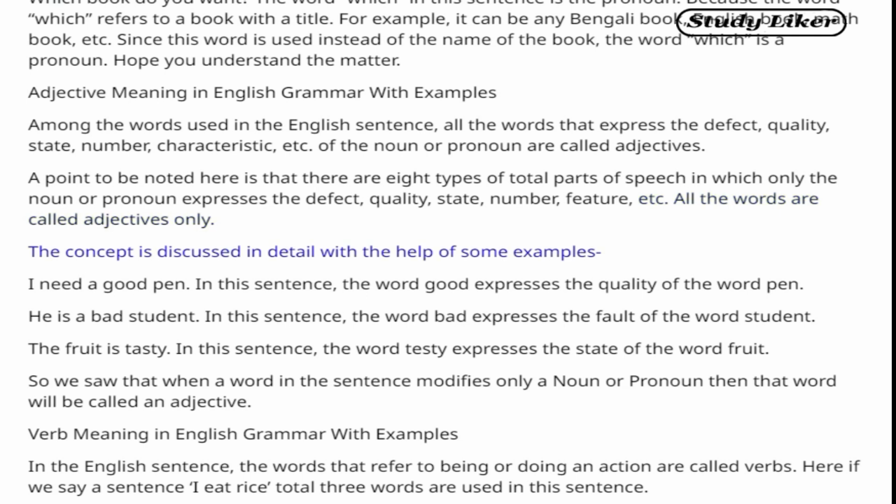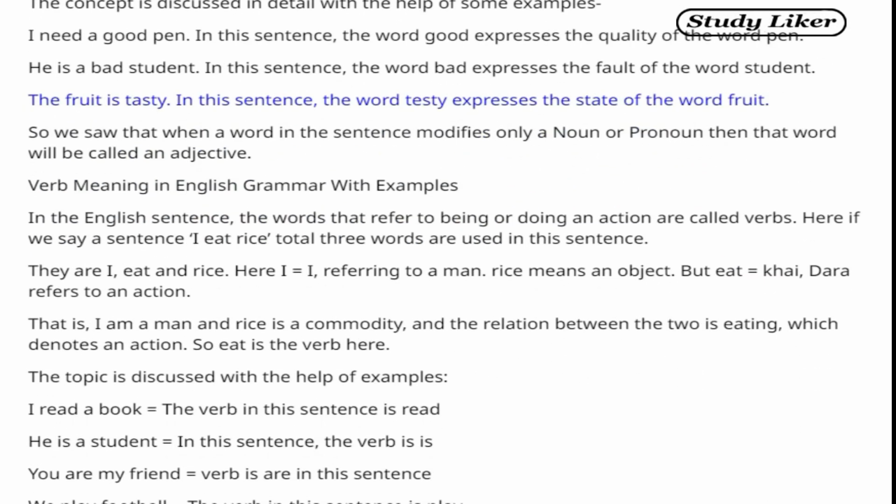The concept is discussed in detail with the help of some examples. I need a good pen. In this sentence, the word good expresses the quality of the word pen. He is a bad student. In this sentence, the word bad expresses the fault of the word student. The fruit is tasty. In this sentence, the word tasty expresses the state of the word fruit.